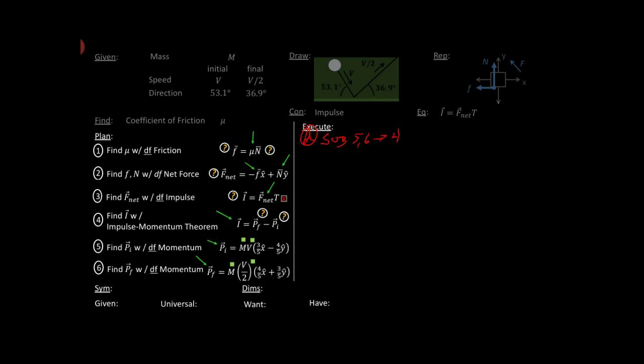Anyways, the first thing we're going to do is plug these guys in here. That's not too terribly difficult. We have an mv. So we're definitely going to have the impulse is equal to something times mv.